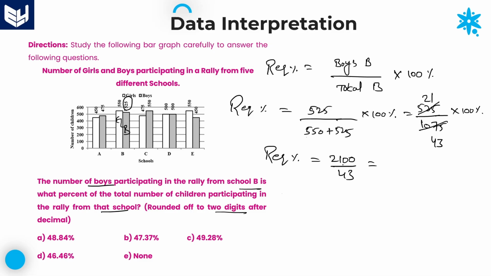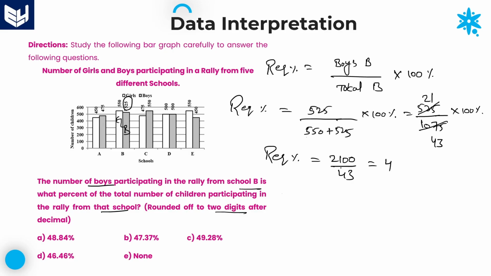If you take 5 times, 43 fives is 215, which is more than 210. So 43 fours. If you observe the options, each and every option is almost nearby values: 48 point something, 47 point something, 49 point something, 46 point something. So when the options are nearby values, it is better to go with the exact values. You will get the exact result instead of going with approximations.